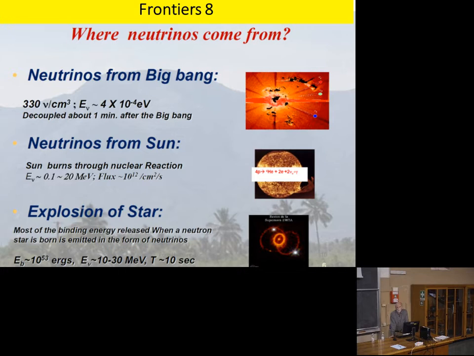Then gravity becomes more important than the outward force from the nuclear fusion process, and a star collapses. When it collapses, there's a huge amount of energy involved. I write down here 10⁵ ergs. And those neutrinos are a little higher energy. They're something like 10 to 30 MeV, and they come out in a burst of energy as the collapse happens.